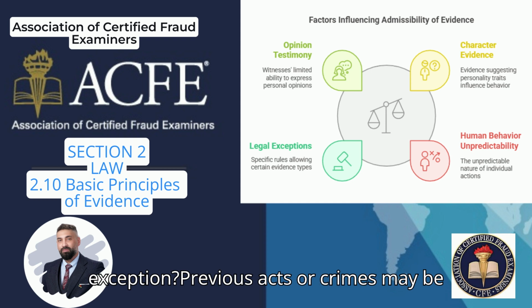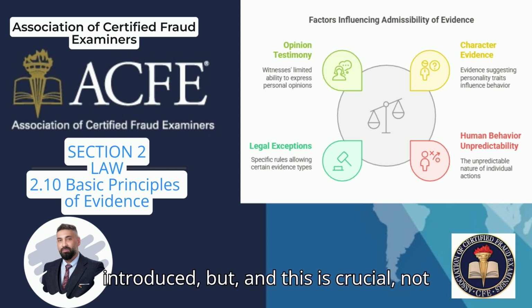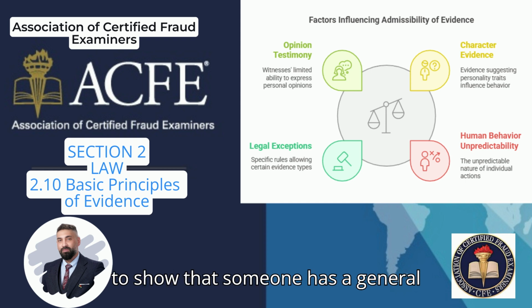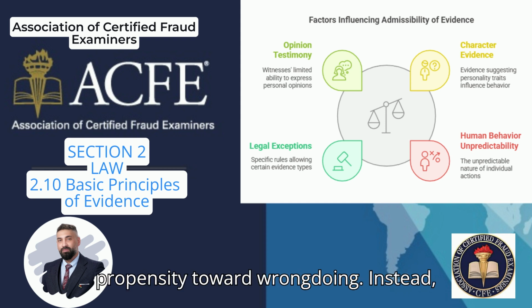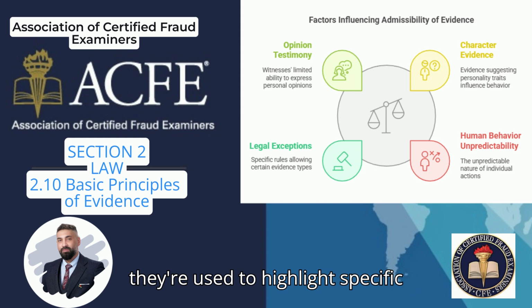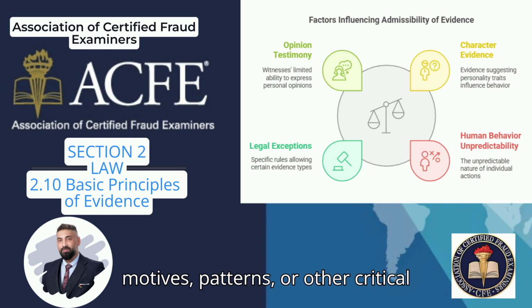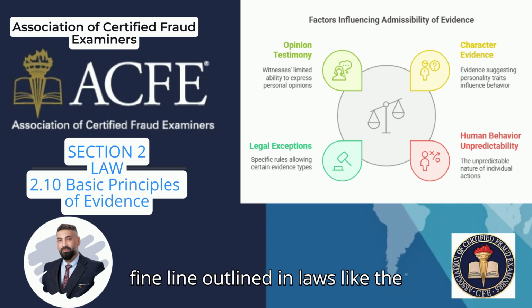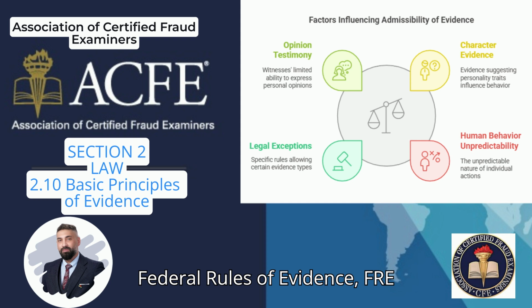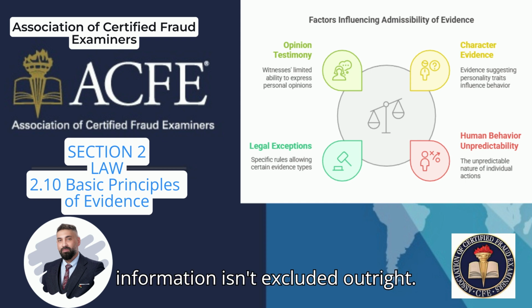Another key exception: previous acts or crimes may be introduced, but, and this is crucial, not to show that someone has a general propensity toward wrongdoing. Instead, they're used to highlight specific motives, patterns, or other critical contexts tied to the case. This fine line, outlined in laws like the Federal Rules of Evidence, FRE, Rule 404(b), maintains fairness while ensuring relevant information isn't excluded outright.